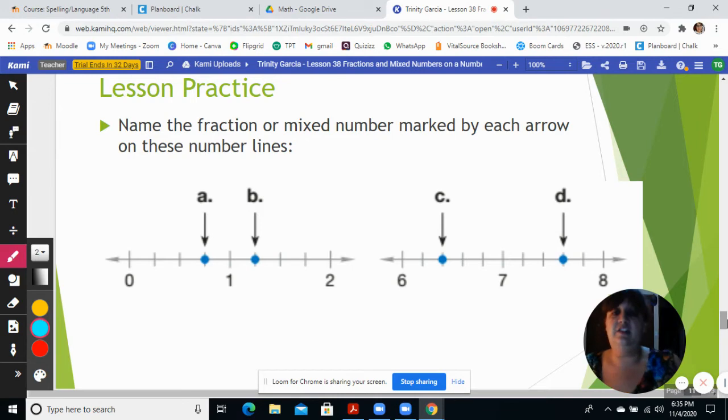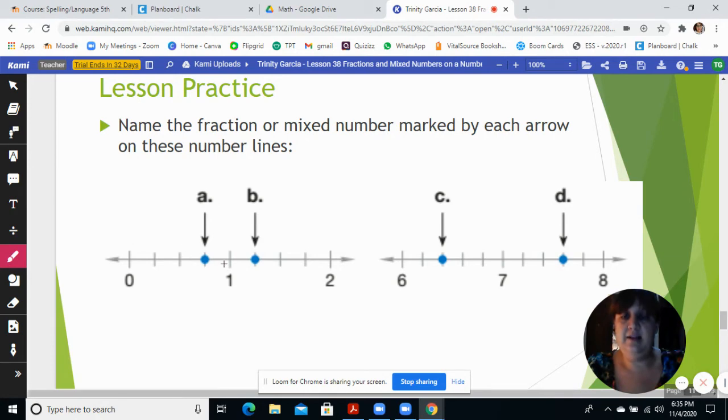All right, let's do some of these together. Okay, so here we have A. Now, A is between 0 and 1. So we know it did not get to a whole number yet. So it's not a mixed number. It's just going to be a fraction. And to find our fraction, we need to count the bottom first. 1, 2, 3, 4 spaces.